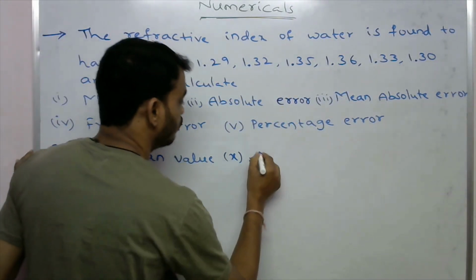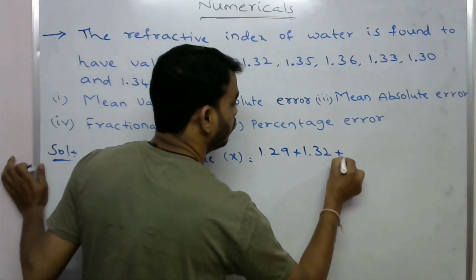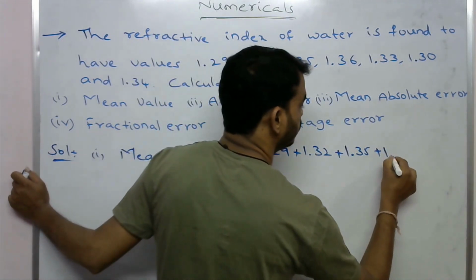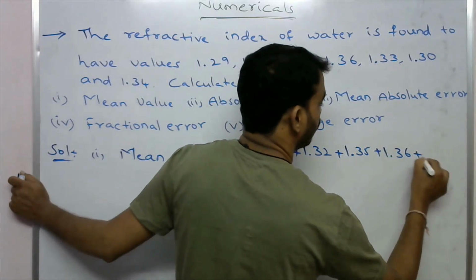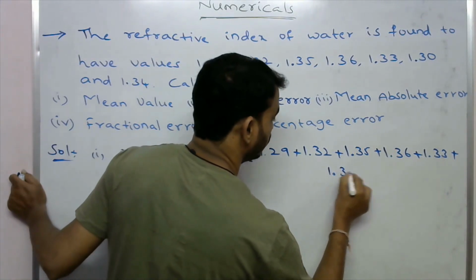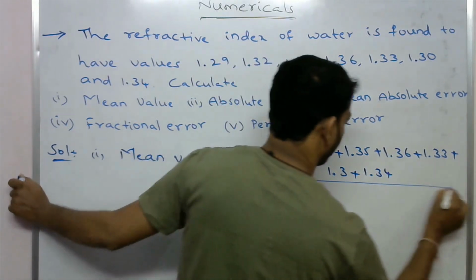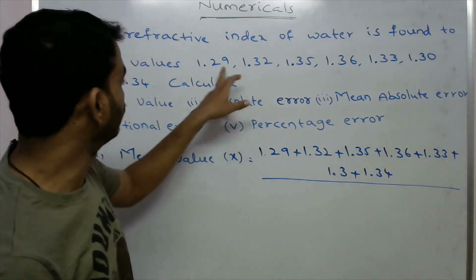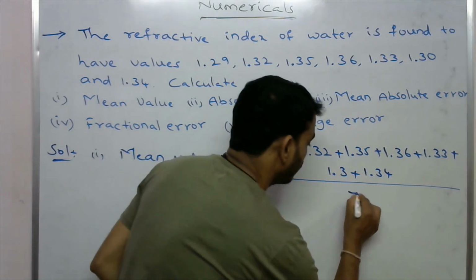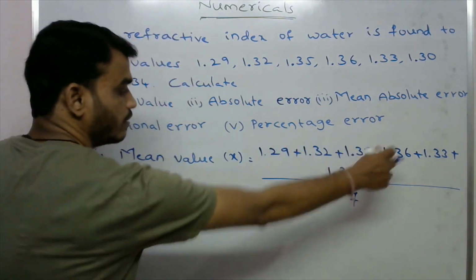The sum of all these measured values means 1.29 plus 1.32 plus 1.35 plus 1.36 plus 1.33 plus 1.3 plus 1.34, divided by the number of measured values. The number of measured values is 1, 2, 3, 4, 5, 6 and 7. So here we divide by 7. Now add all these 7 measured values.